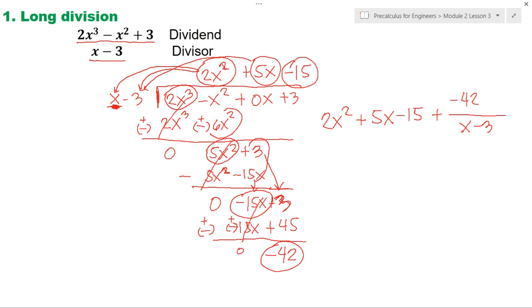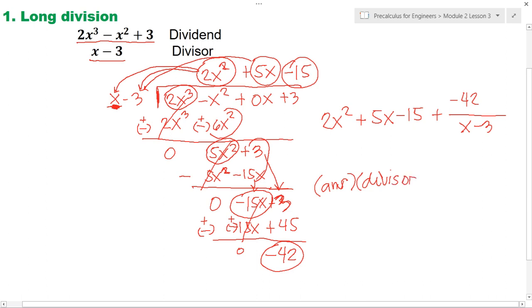So, in order to verify your answer, gamitin mo lang yung answer mo times divisor, plus remainder. So, plus R, plus remainder. Ito lang, class. Bakit ito importante?